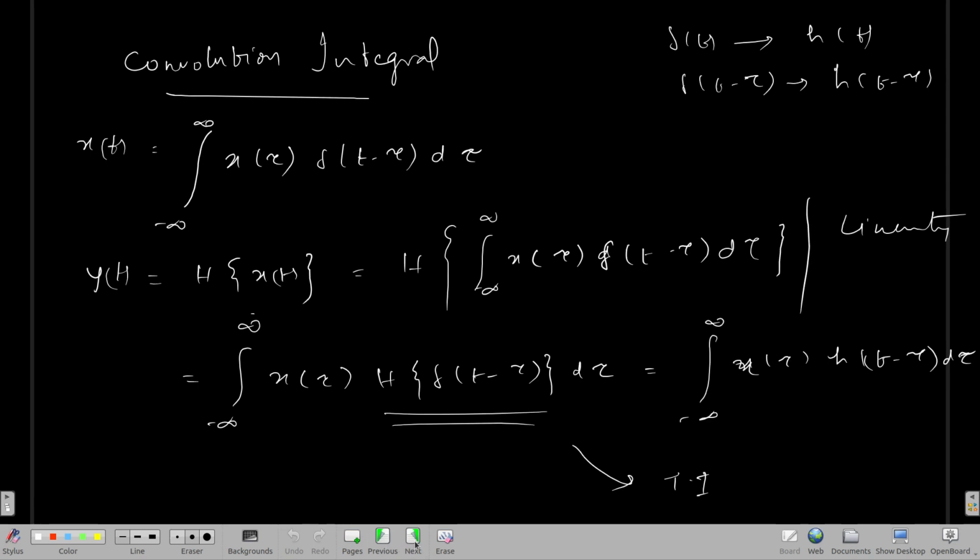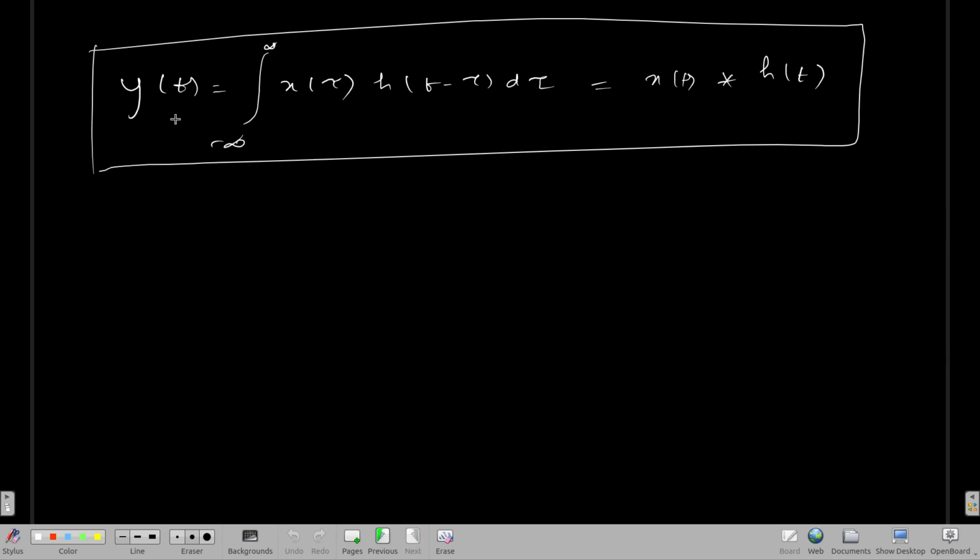And finally we just write it down as y of t. We represent y of t is equal to x of t convolution h of t. And convolution is represented using a star. It is a mathematical operation. And what is the expression for that? It is the integral from minus infinity to infinity of x of tau, h of t minus tau, d tau. Okay.